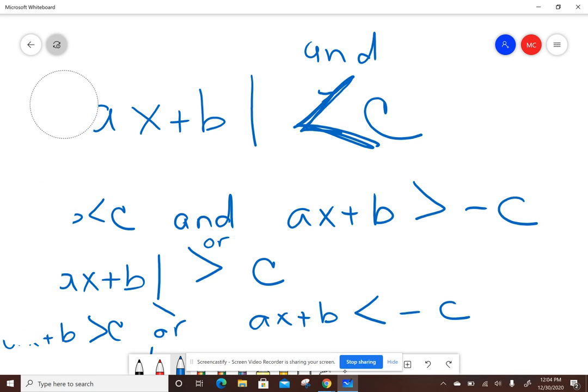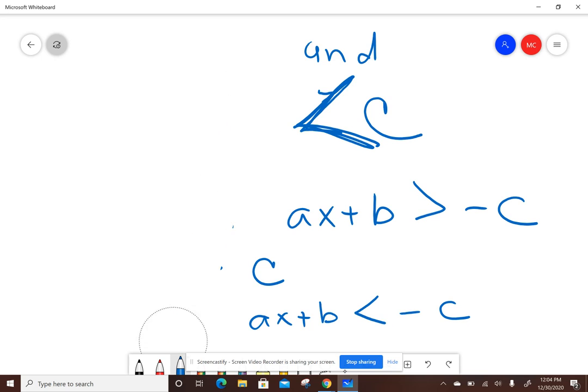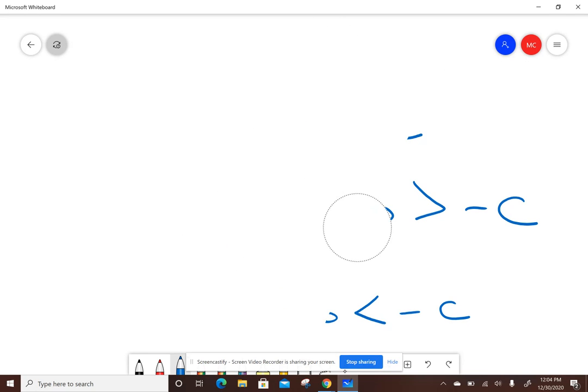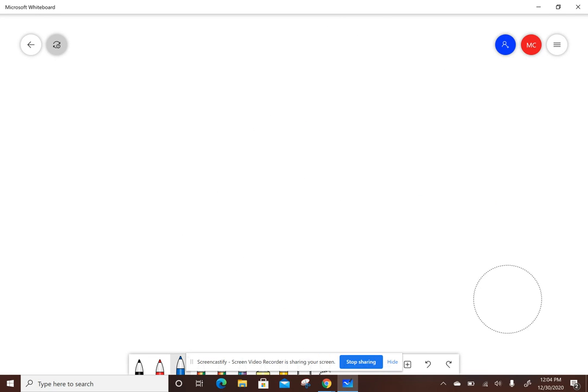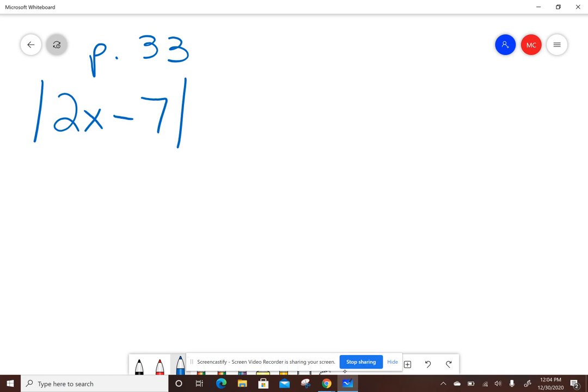Okay, so let's turn the page and do an example. So on page 33, it asks us to graph the absolute value of 2x minus 7 is less than 9. So right away, I write less than. So I know this is going to break into two things.